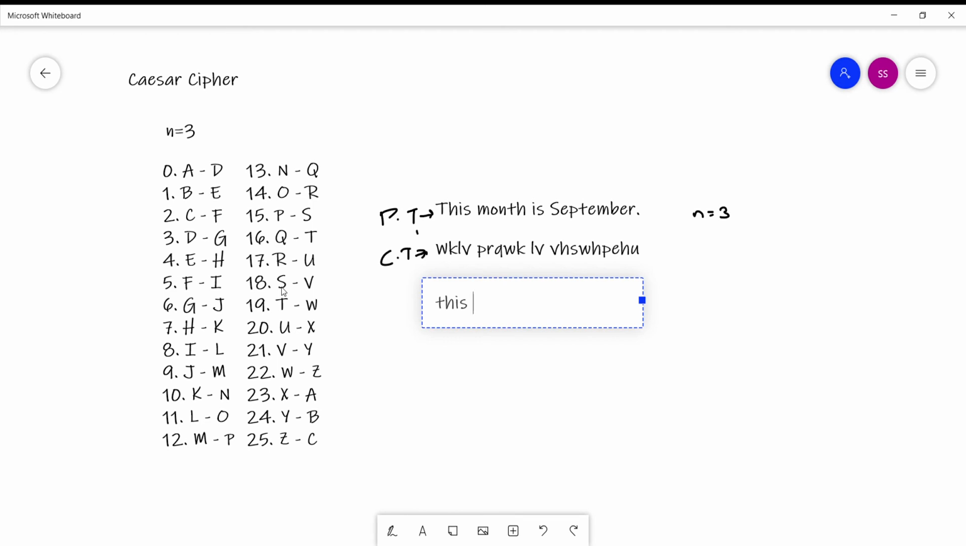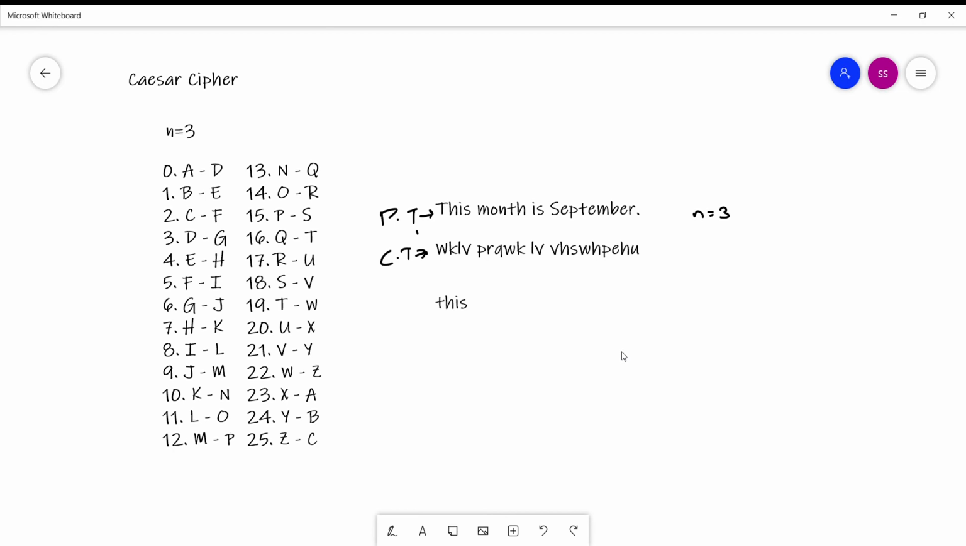The other way is that we know what n is. N is equal to 3, right? So what we will do is we will get the value of this ciphertext alphabet and we will subtract 3 from it and take modulo 26. So again I will teach you how to take modulo 26 and why we are doing it.